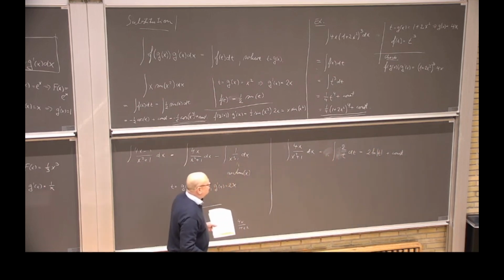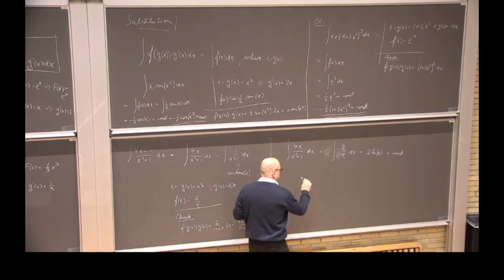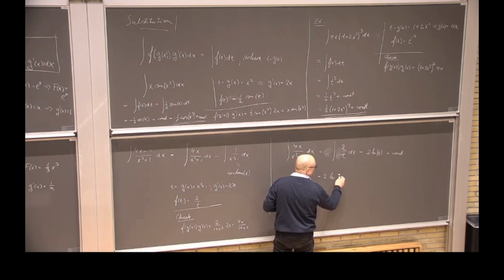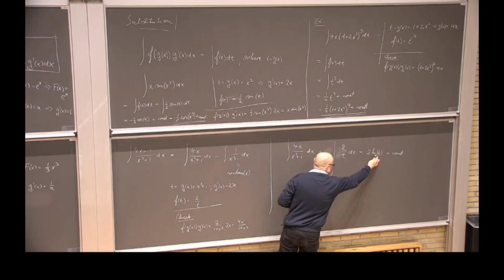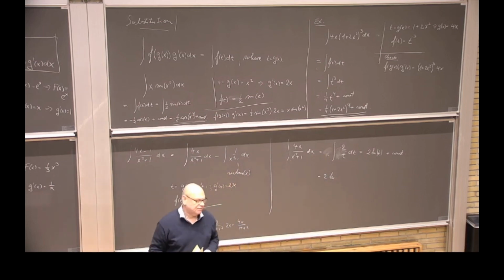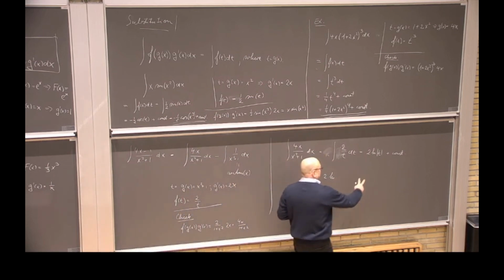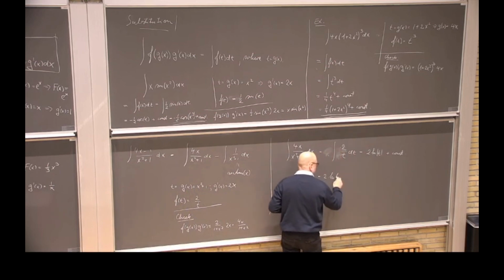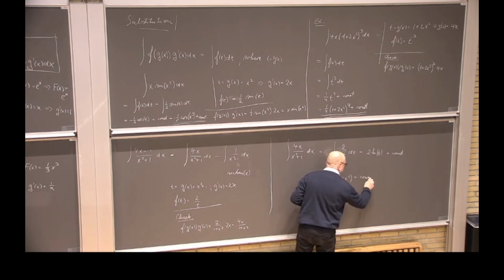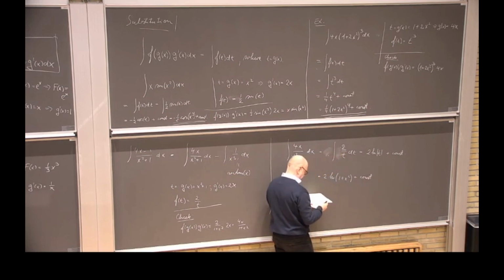But again, you're not through until you have made the back substitution. You have to put in t, which is x squared plus 1. But x squared plus 1 is a positive quantity. So you do not need these absolute value signs, and you get 2 ln of 1 plus x squared plus this constant.